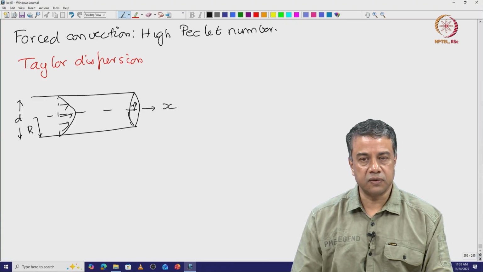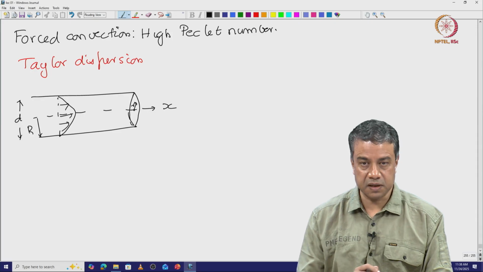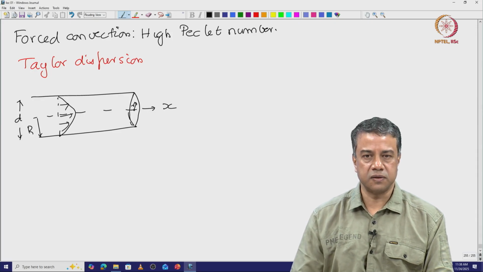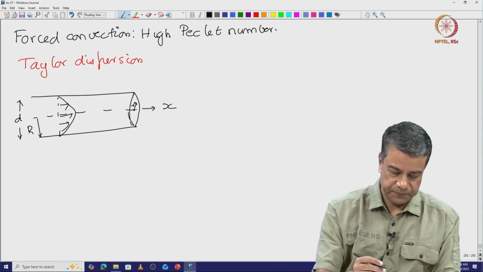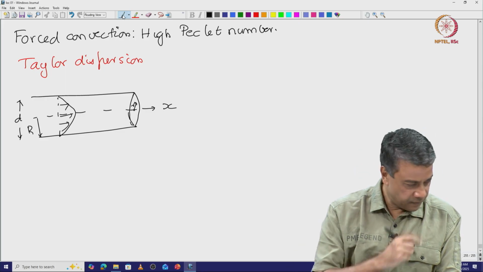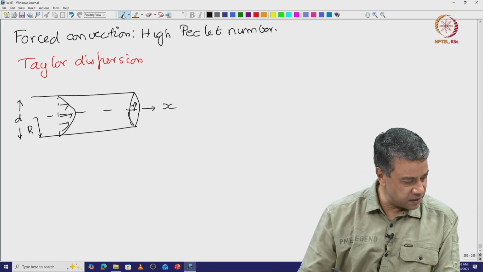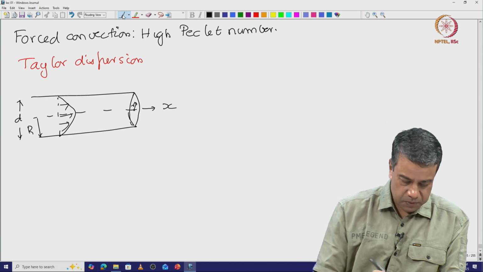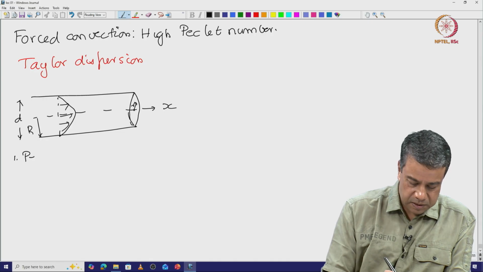And this is relating to the axial dispersion, the dispersion along the axis due to forced convection. And this calculation is valid under certain assumptions. One is that the Peclet number is large.